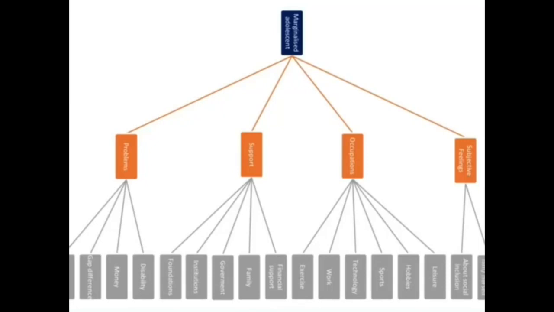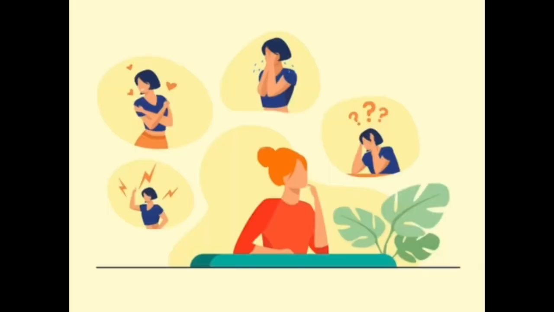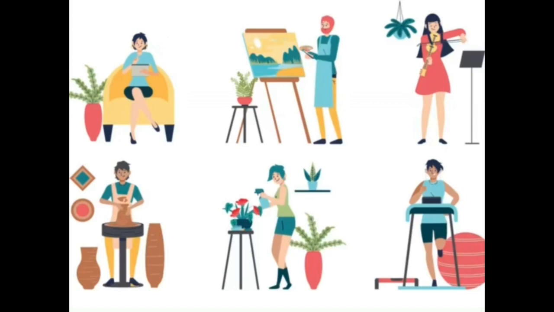When we did the coding, we made a tree structure, where the themes are listed with their corresponding subthemes. The first theme was subjective feelings. When asked about their subjective feelings, the participants answered that they feel discriminated against and not included in society. They find a sense of insufficient inclusion and they feel pushed aside. The second theme is about occupations.